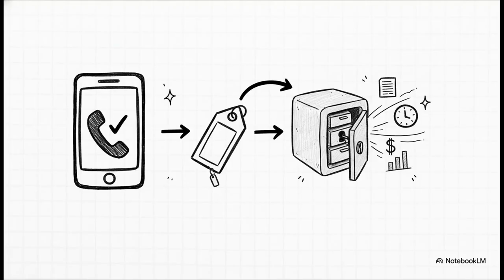But what happens after the call ends? Well, for every single call, Retell generates a unique call ID. You can feed this ID right back into Make.com using a module called Get a Call. This lets you pull a ton of useful data: the full transcript of the conversation, the call duration, the cost, even performance metrics. It's perfect for reporting and analysis.